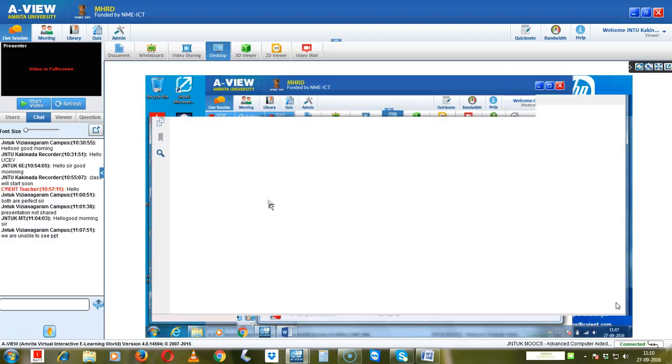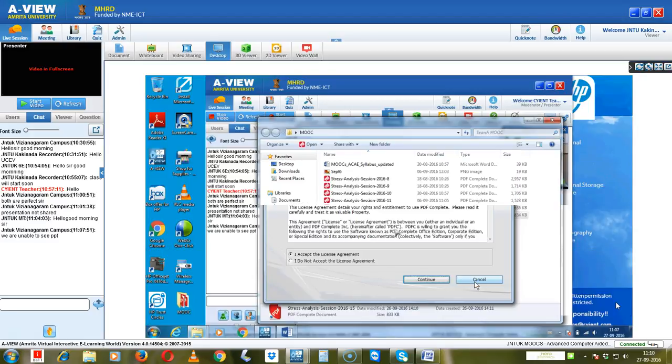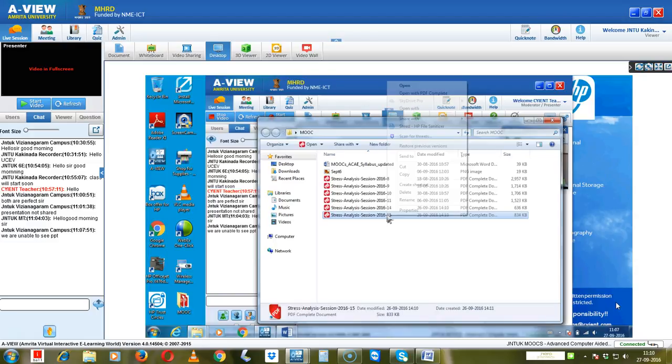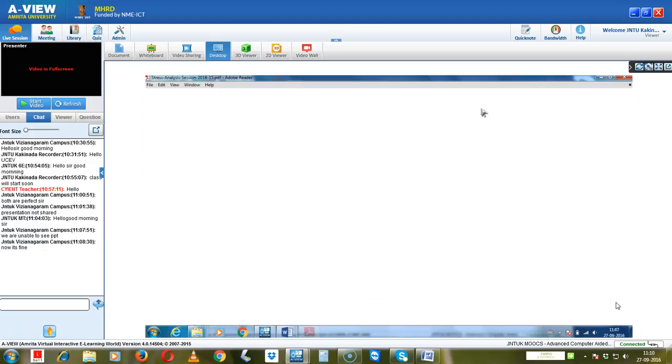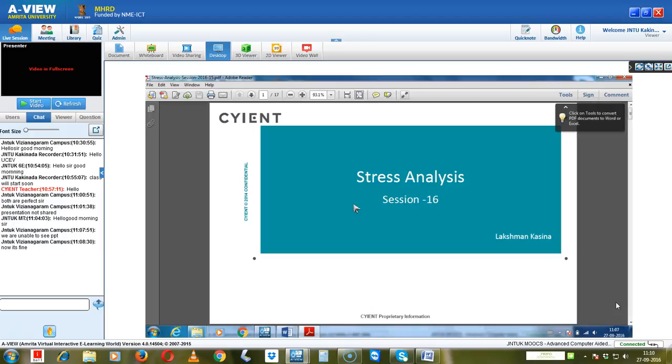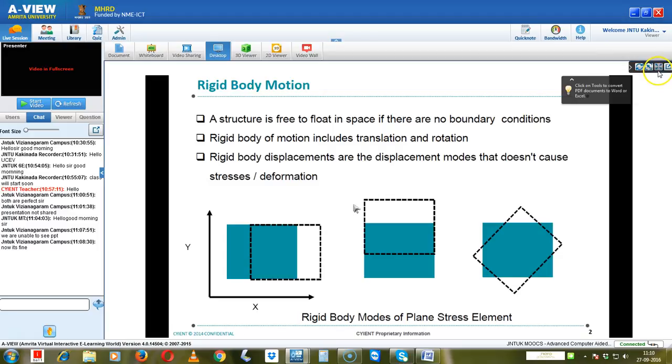I think there is an issue with the screen sharing. Yeah, I will just quickly glance through again.